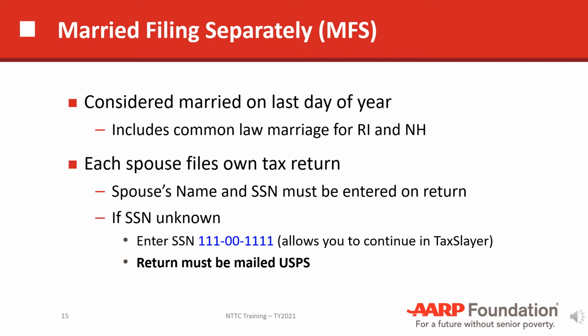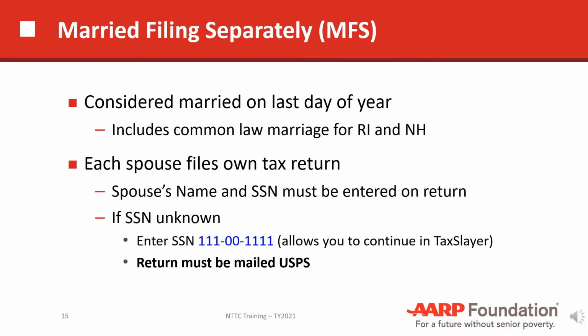Spouse's name and social security number must be entered on their return. So if you file a married filing separate return, you need to put your spouse's social security number and name on that tax return as well. And oftentimes what I've found is that people that have separated often don't know their spouse's social security number. In some cases, they're still on speaking terms and they are able to get that.